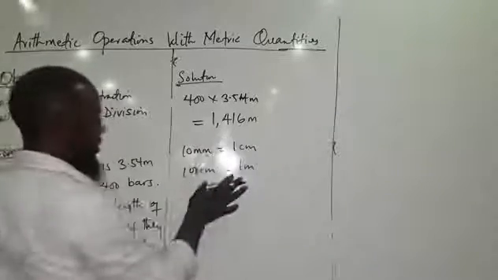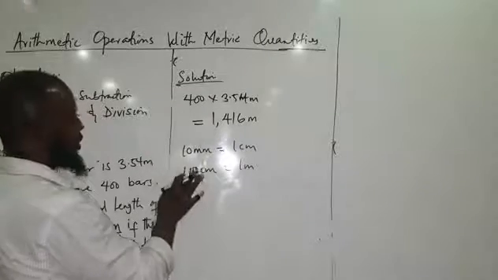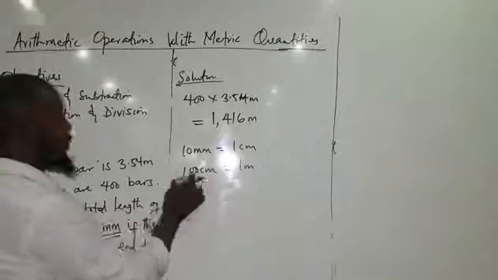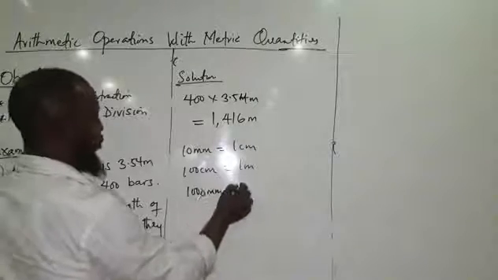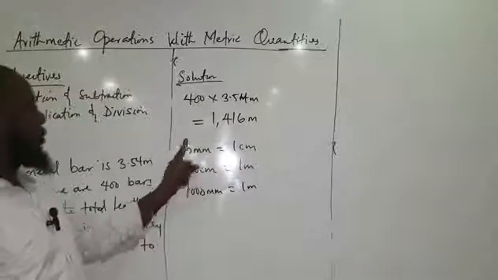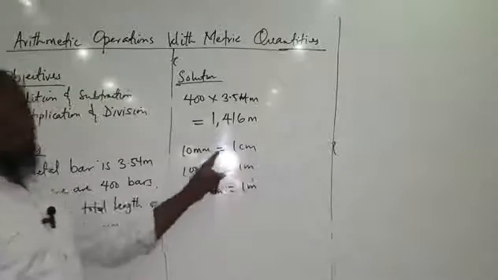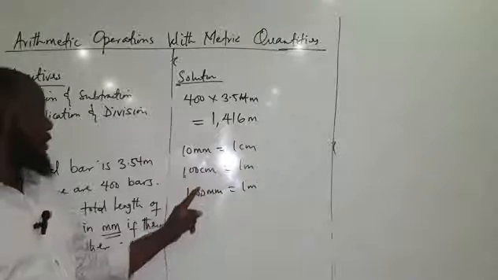So we are going to divide that by what? 1,000. This one means that 1,000 millimeters equals to what? 1 meter. That's what it means. Since 10 will be 1 centimeter, 100 centimeters equal to 1, so that is 10 times 100, which will give us 1,000.